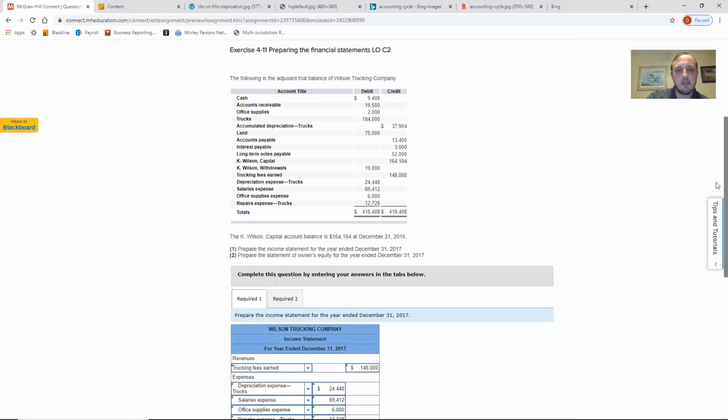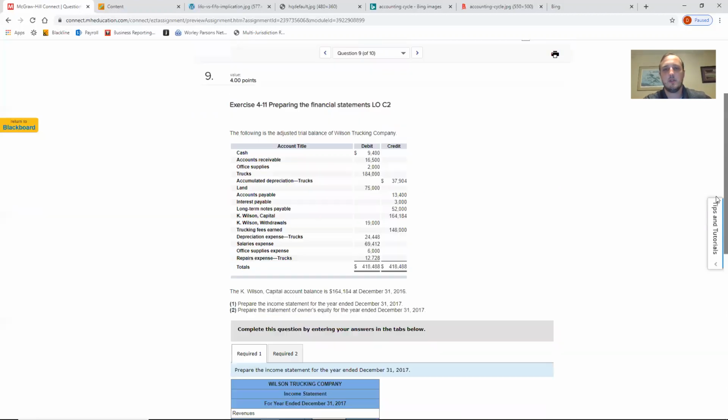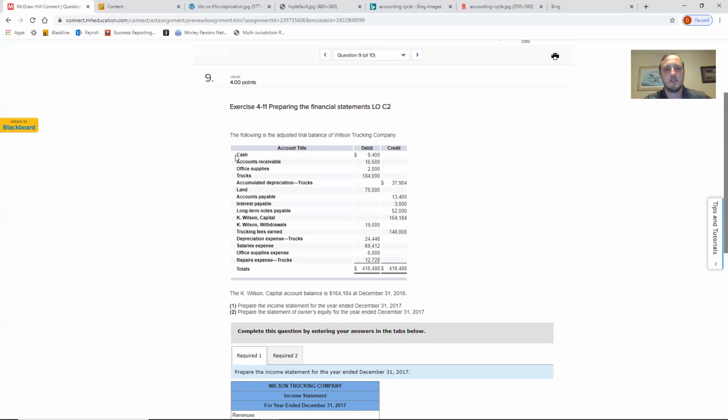All right, so again, we have an adjusted trial balance. We want to make an income statement. We're going to put up our revenue first, and our expenses, sum that up, and get income. And we can look at what's a revenue, what's an expense. There's our assets, there's our liabilities, there's our equity. And so we're looking at revenue minus expenses.